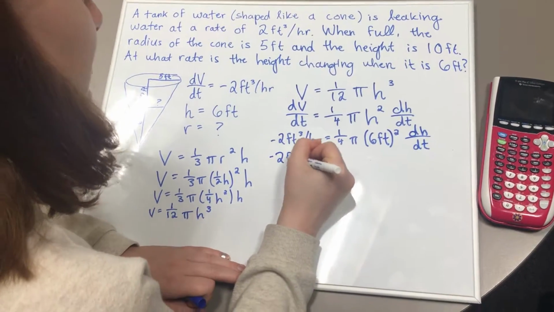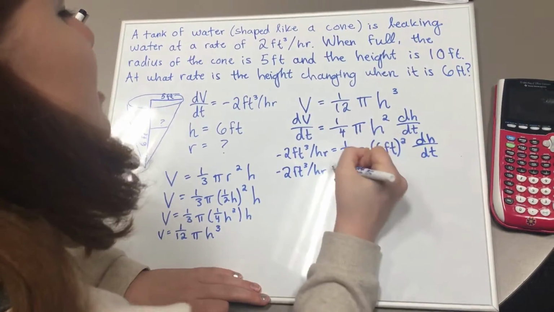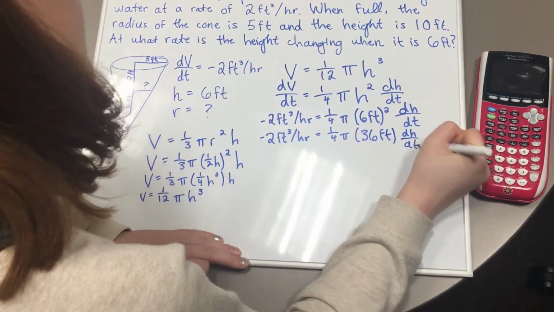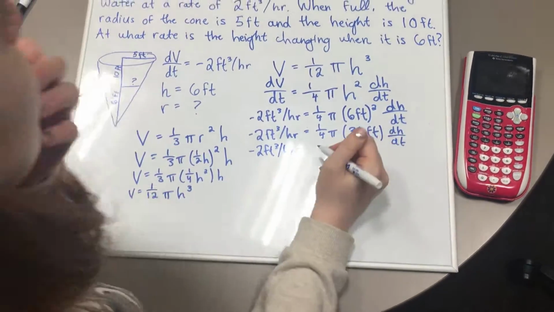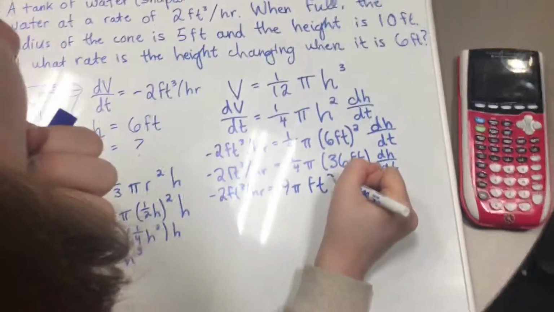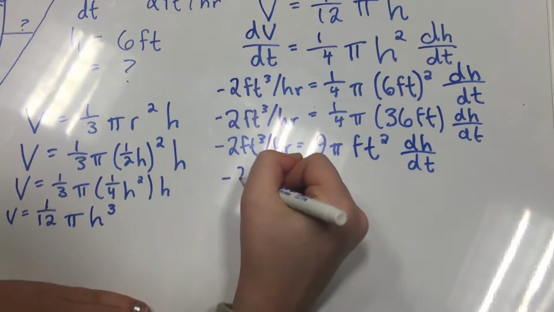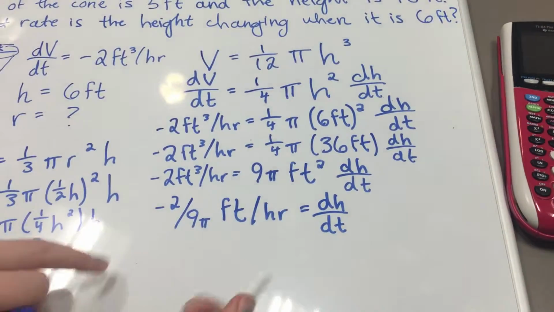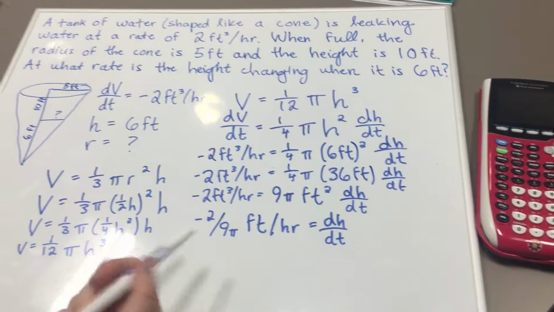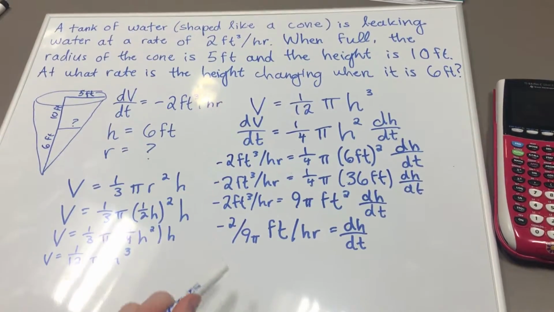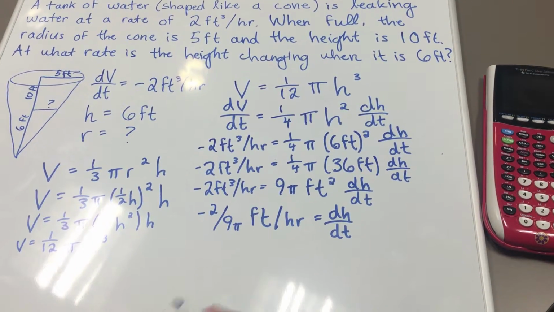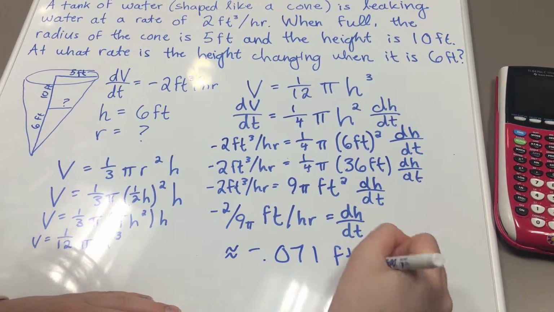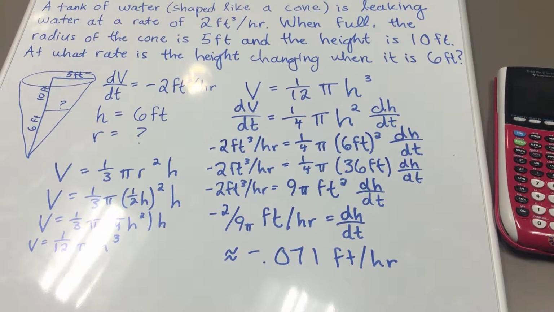So now all we can do is simplify and try to get dh/dt by itself. After I did all the simplifying that I could, I got that -2 over 9 pi feet per hour is the rate of change of the height, and that's approximately -0.071 feet per hour. So that's going to be our rate of change for the height.